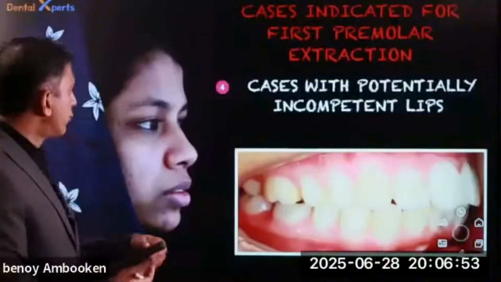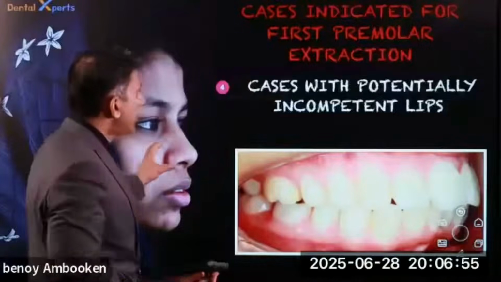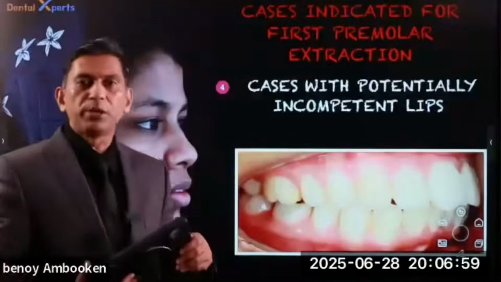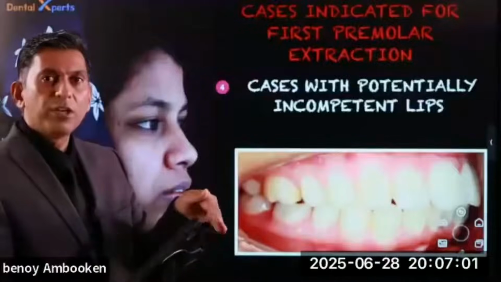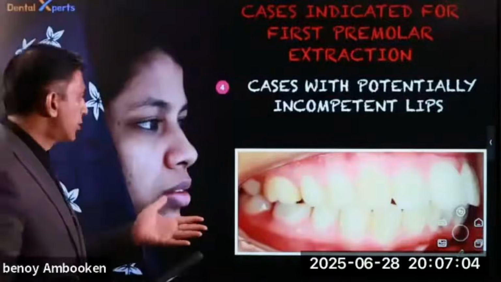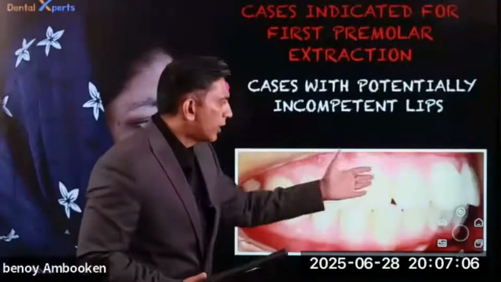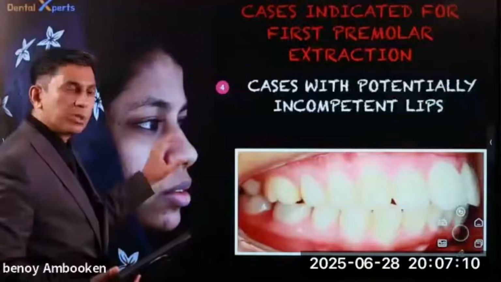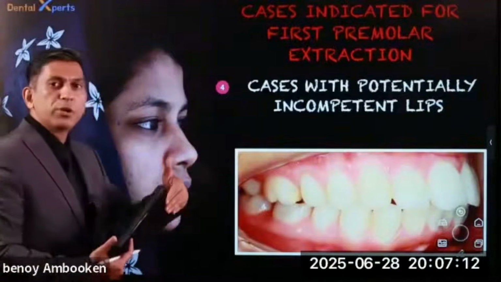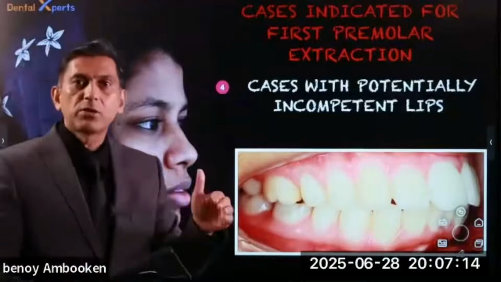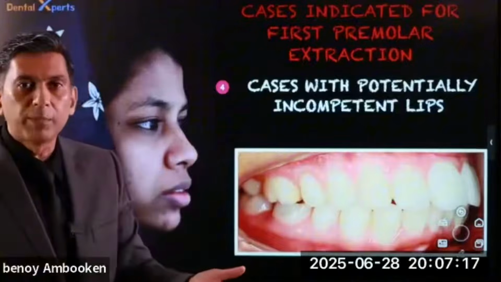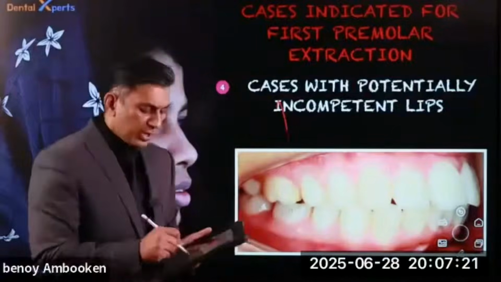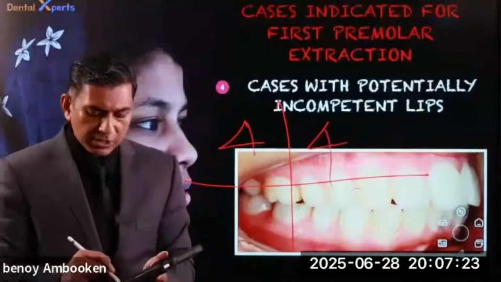Now, the fourth case: cases which have incompetent lips. I mentioned earlier, there are a lot of reasons for lip incompetency. What is a potentially incompetent lip? When you have proclined upper and lower anteriors and your lips are not able to close, though the lips have sufficient length, because of dental proclination, it is called a potentially incompetent lip. A case of potentially incompetent lip is again a case indicated for first premolar extraction.